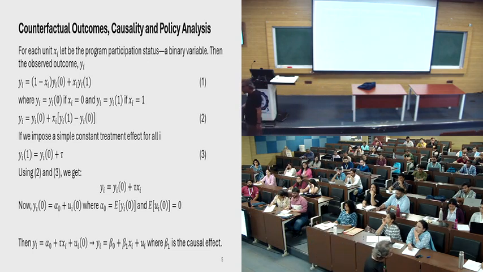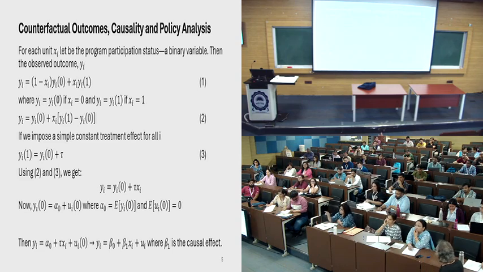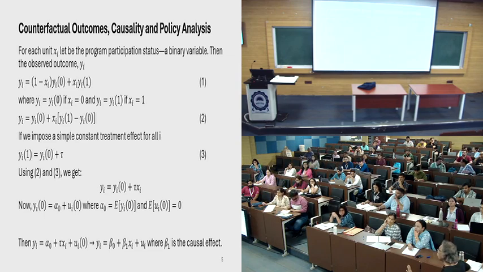Okay? Clear? And the jump occurs when the program is taking place. So how does this beta 1 as a causal effect differ from a simple regression of, let us say, yi on... Absolutely, it is the simple regression of your outcome on the binary and the set of controls.